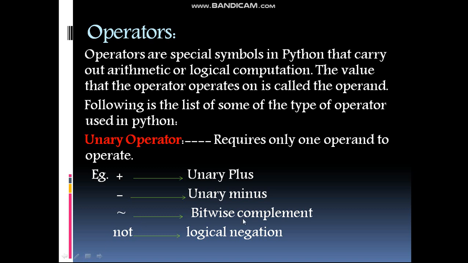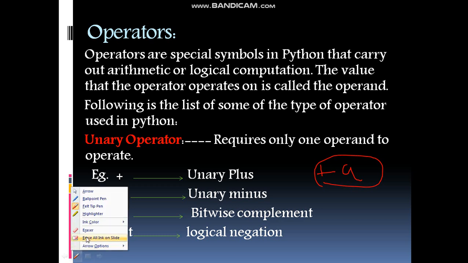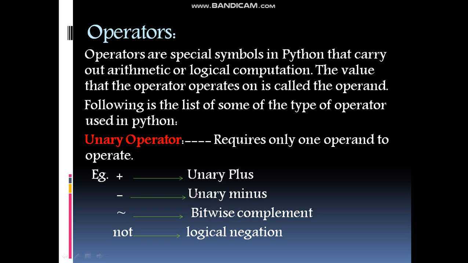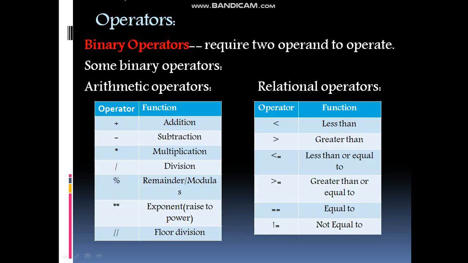Take unary plus. You may be thinking that plus is used for addition. Yes, if we use it with two operands, it is used for addition. But if it is used with a single operand, like plus a, then it has a different meaning. Clear? Like this we have different operators like unary minus, bitwise complement, and logical negation. I'm not going into detail about all these things; we will definitely discuss them in our further videos.